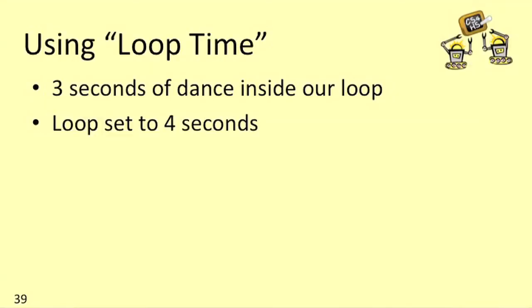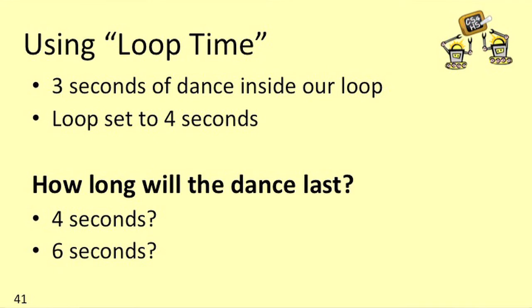So now I've got something for you to think about. We have 3 seconds worth of dance in our loop, and we've set the loop time to be 4 seconds. So I have a question for you. How long will our dance last? Will it stop after 4 seconds since our loop time is 4 seconds? Or will it let 2 full cycles of the dance run through and stop at 6 seconds? Think about this for a minute.